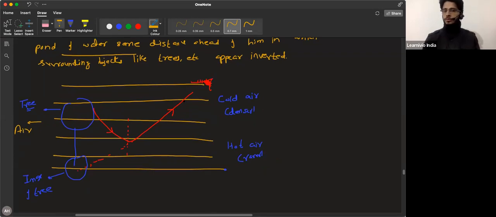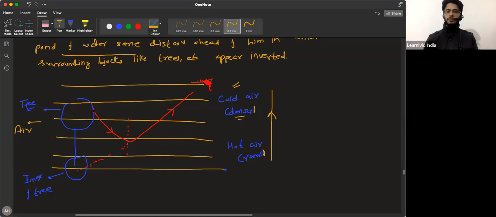These are air columns. As you move away from the ground, the temperature of the air decreases. So that's cold air, which is denser air. This is hot air, which is very rare air. As you move from the ground to an altitude, the density of the air increases. As the density increases, the refractive index increases. Hot air is rarer and cold air is denser.